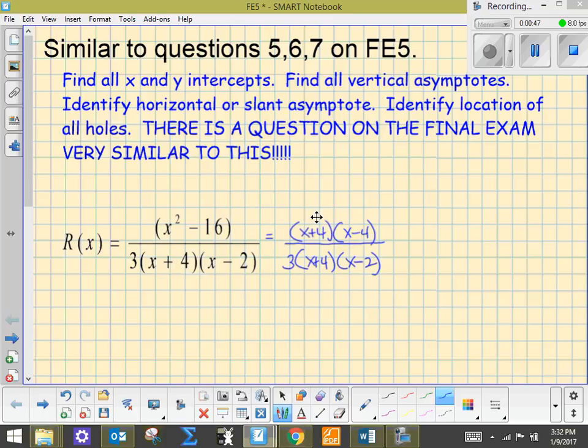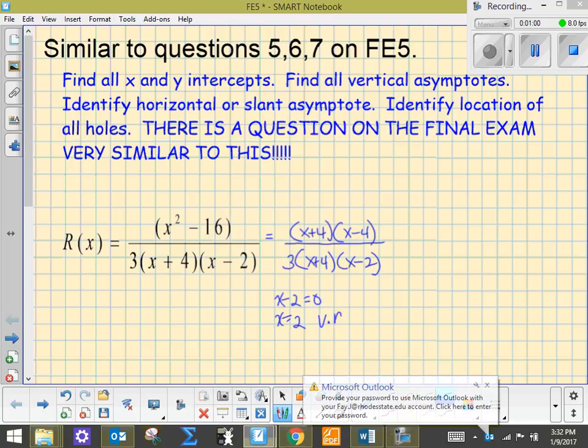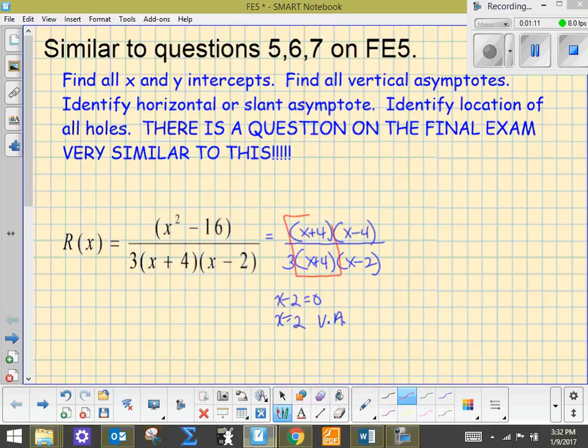Vertical asymptotes, remember, happen when the denominator is equal to 0. So if I set x minus 2 equals 0, x equals 2 provides a vertical asymptote. Now normally we would also take x plus 4 and set that equal to 0 and get x equals negative 4. However, that factor of x plus 4 shows up on top as well. So when x plus 4 is equal to 0, so x equals negative 4, because they cancel, it's not a vertical asymptote, but it's a hole.